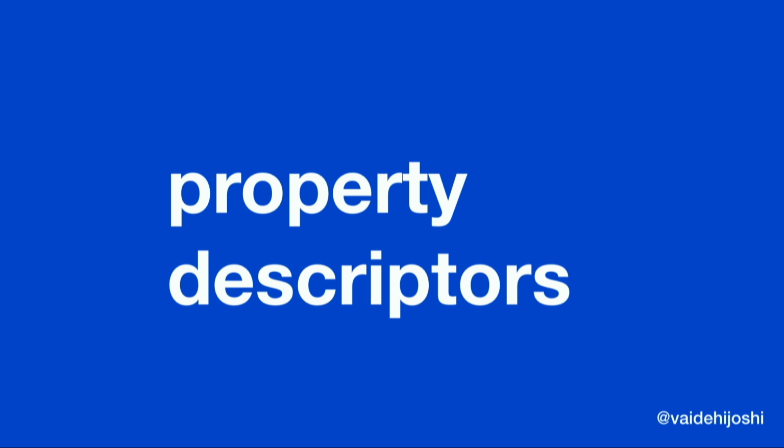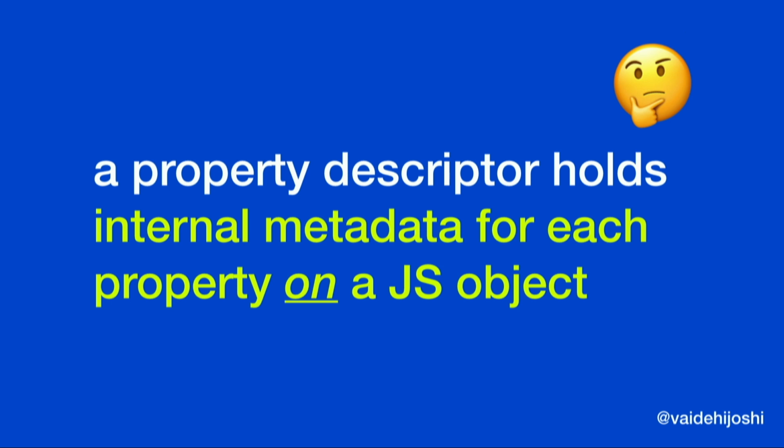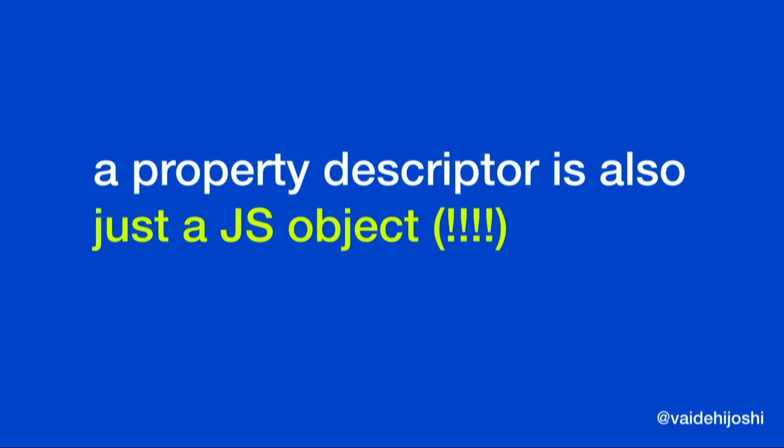But as it turns out, every JavaScript object comes built in with property descriptors. But what is this descriptor thing? Well, we can think of a property descriptor as the internal metadata that exists on every property on a JavaScript object. Every object with a property has a descriptor for that property. And the descriptor, as the name would suggest, describes the nature of that property itself. An interesting thing to note about property descriptors is that they are also just JavaScript objects, which is a little bit of a mind melt if you think about it too much, but we'll see this in action in a moment.